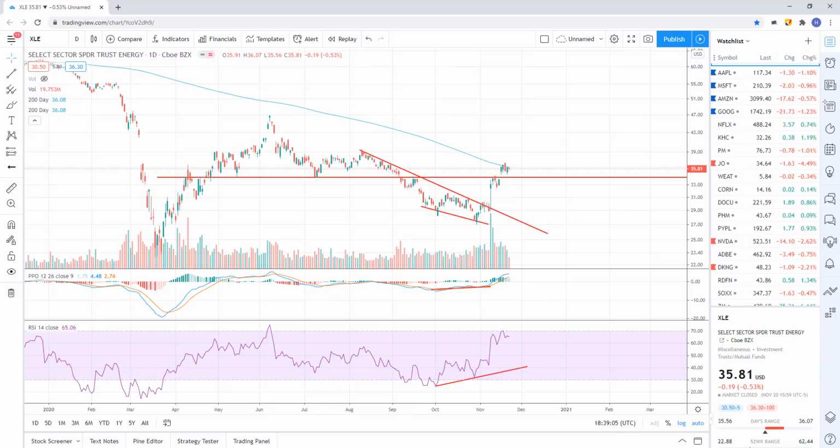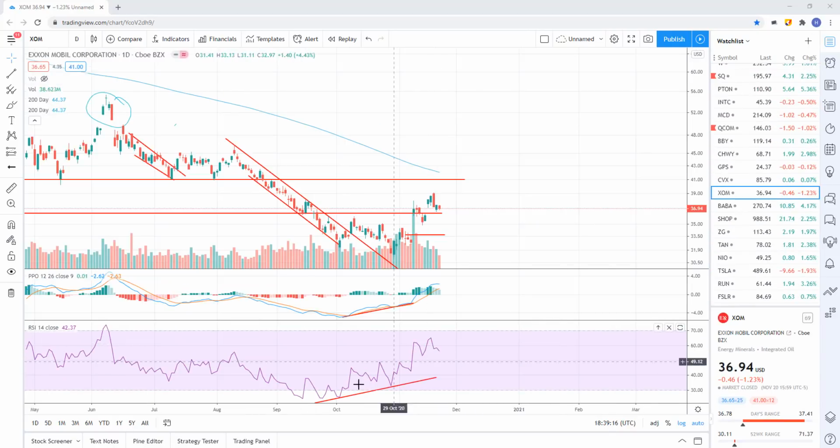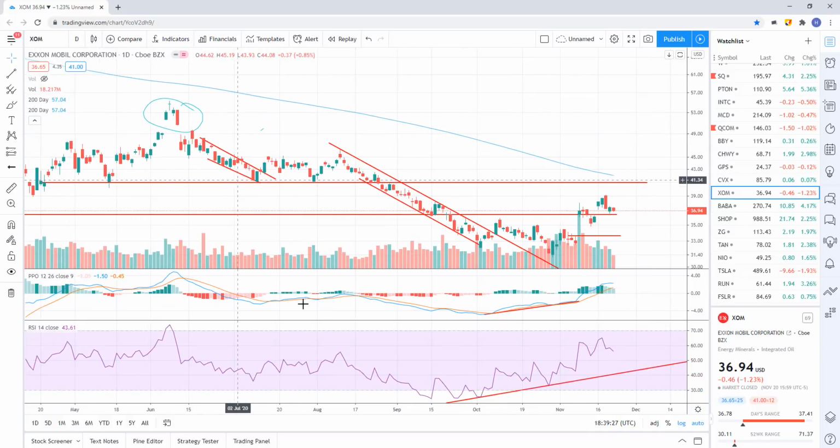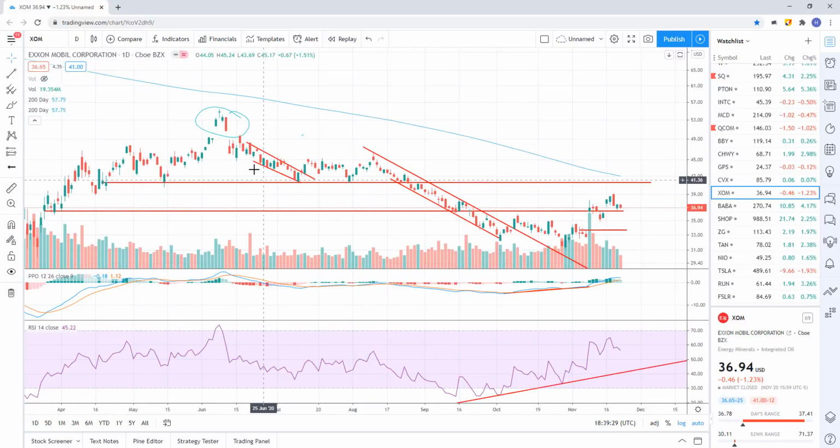Let's look at some of the oil stocks. Here's XOM, just bullish momentum. You can see momentum is moving up, price is moving up. So there's nothing telling me that that's about to change here on the daily. We've got price resistance right up here. If I show you, it's right there.